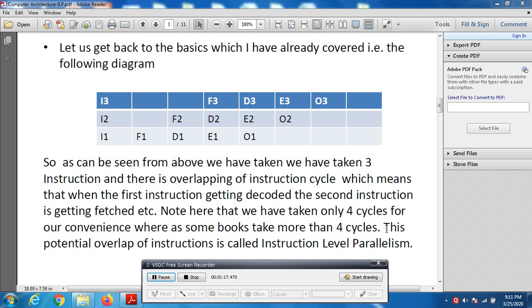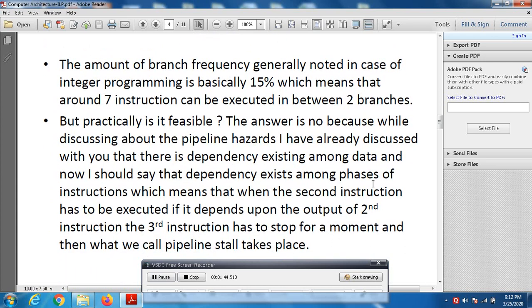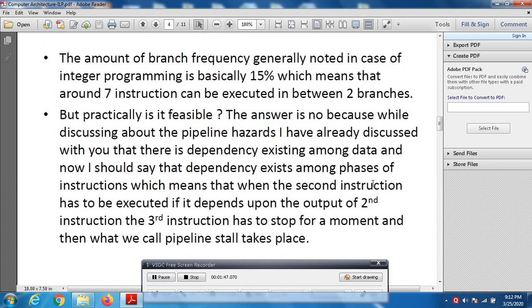That means we are taking here fetch, decode, execution, and output write, whereas some books have taken more than 4 cycles. This potential overlap of instructions is called instruction level parallelism. This means there is a collision taking place between the fetch cycle of instruction 2 and the decoding of instruction 1. And this collision that is occurring is mainly the problem with instruction level parallelism.